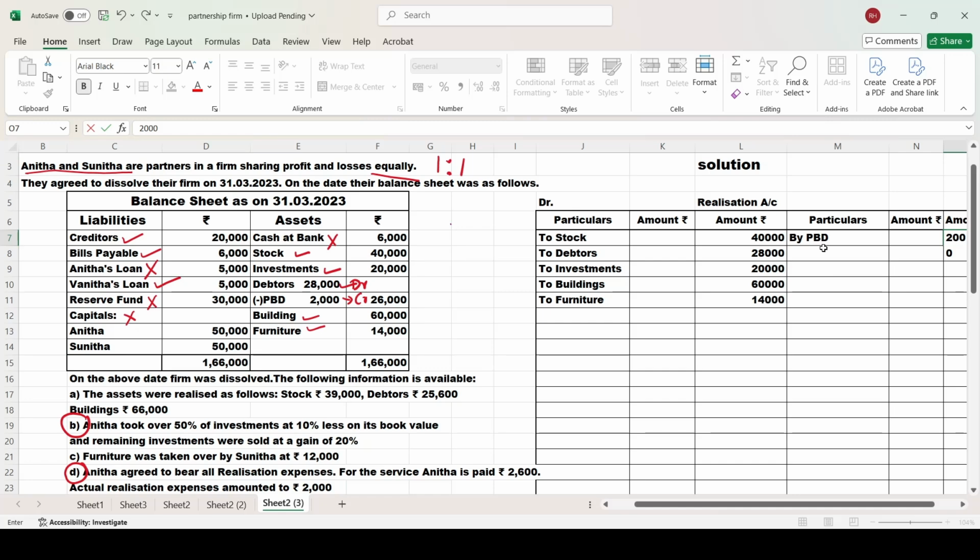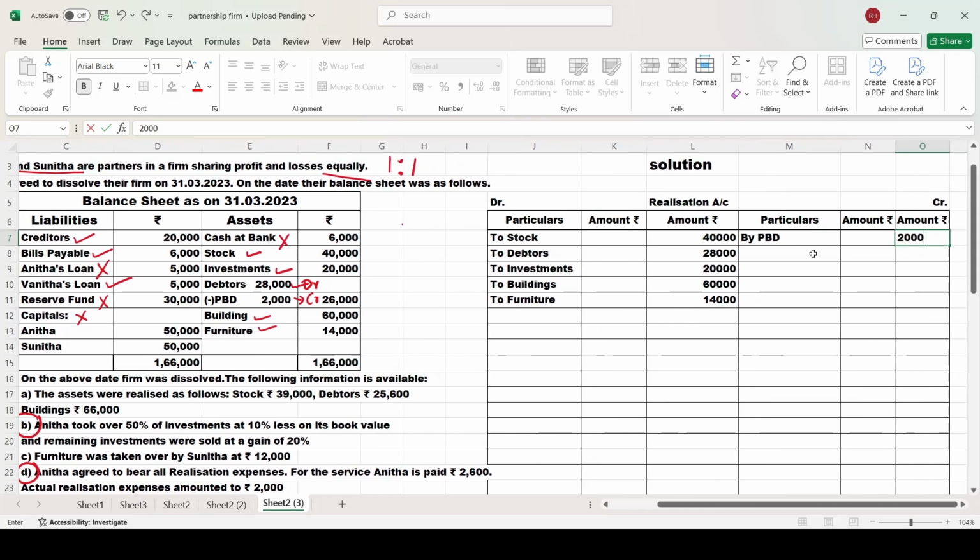By creditors 20,000. By bills payable 6,000. By Vanita's loan 5,000.